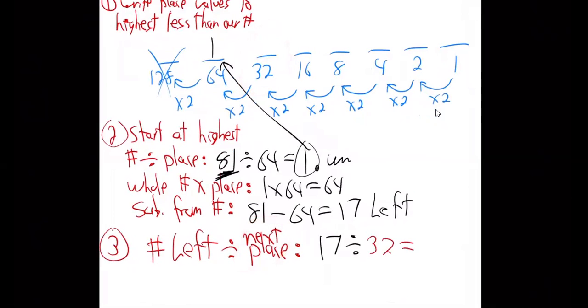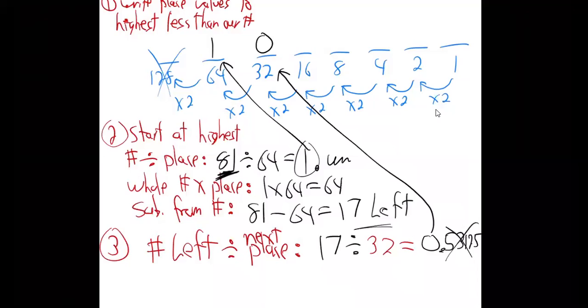Well, if you divide by 32, you're going to get 0 point something. Let me see. I'll do it with my calculator. I'm getting 0.53125. So remember, we throw away the decimal, just keep the whole number, so it's actually 0. So that means we can't have any 32s, right? Because we only have 17 left. So we're saying no 32s.